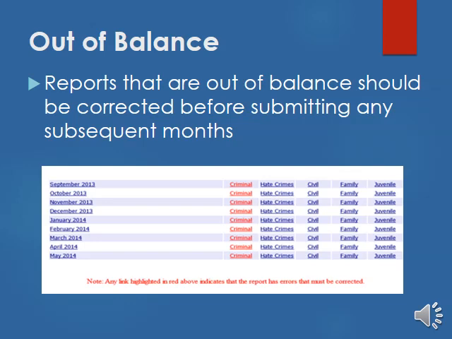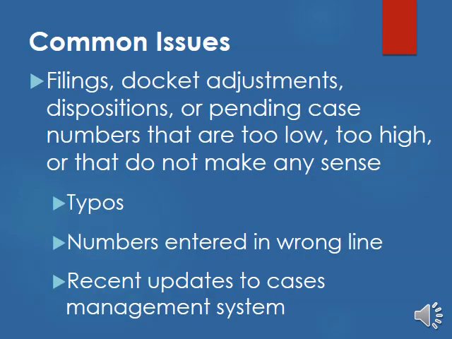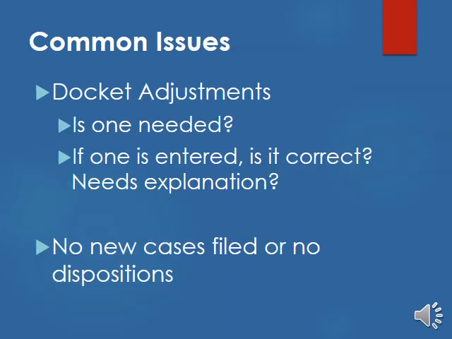That is because you may have made docket adjustments or other changes based on a previous month being out of balance. Review the report to check for filings, docket adjustments, dispositions, or pending case numbers that are too low, too high, or just don't make sense. If you are submitting the report manually, a typographical error could have been made or numbers could have been placed into the wrong line. If you uploaded the report, a recent update to your case management system could have caused an issue with your report through no fault of your own.